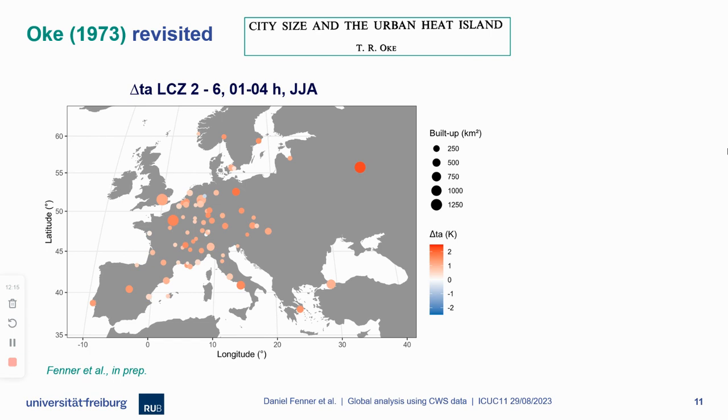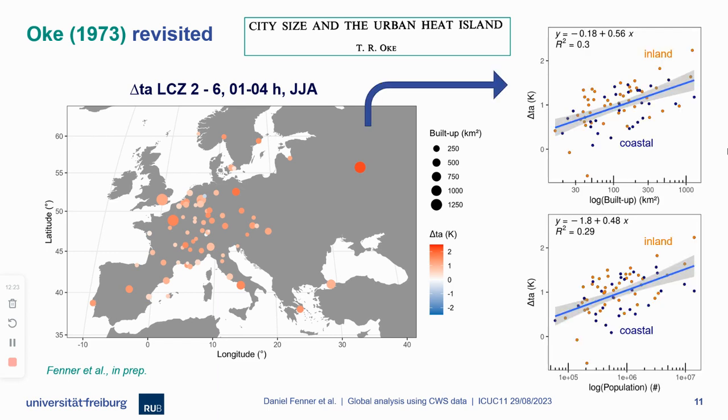And even though I know that it's not Tim's favorite paper, I think it's really interesting to look at this in this respect. So what do we do? We look at all these cities for Europe. So now we just look at the aggregated value for summer months. Tim did it for maximum heat island intensities. And here we look at the mean summer heat island intensity, again, for a class difference between 2 and 6.